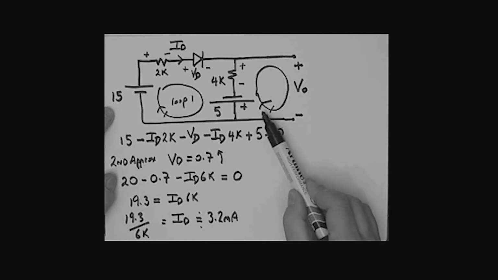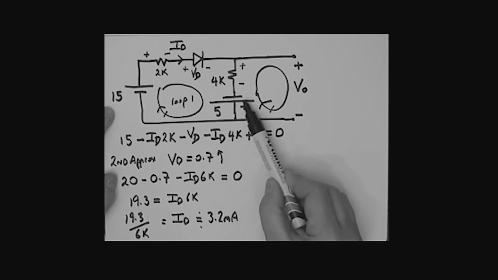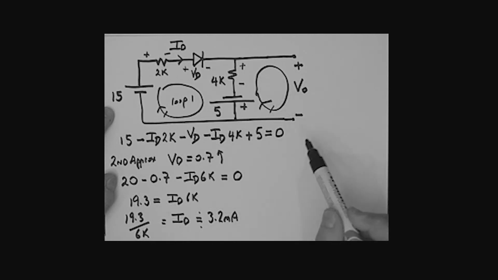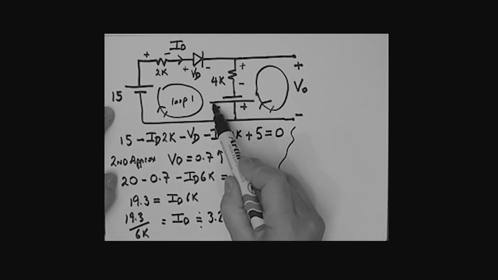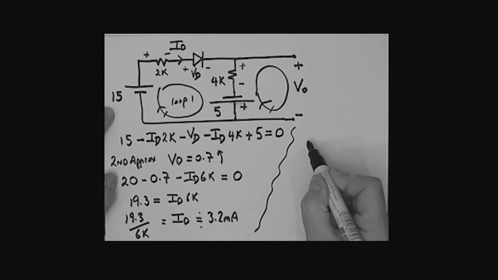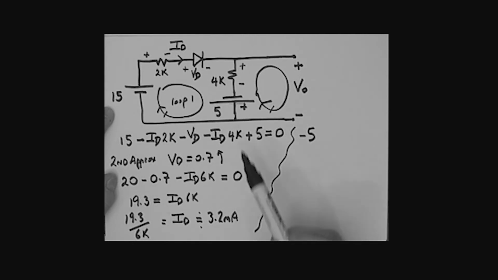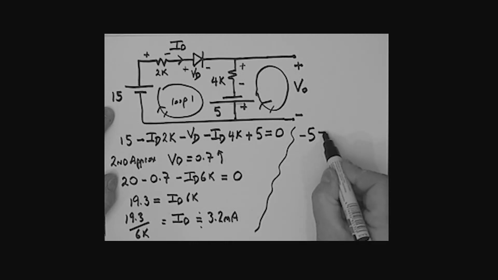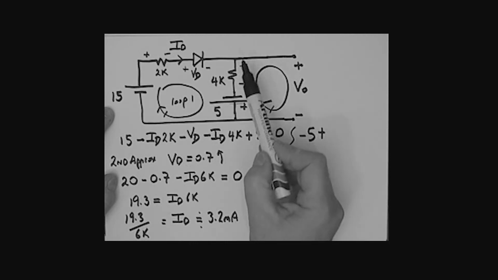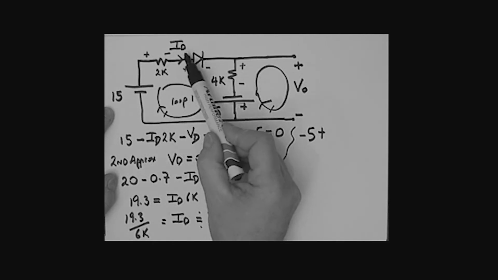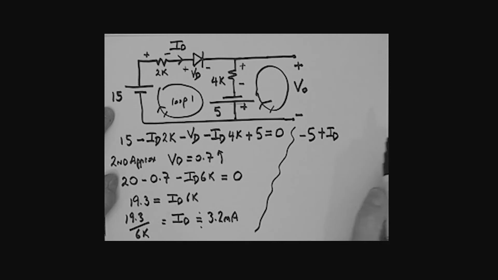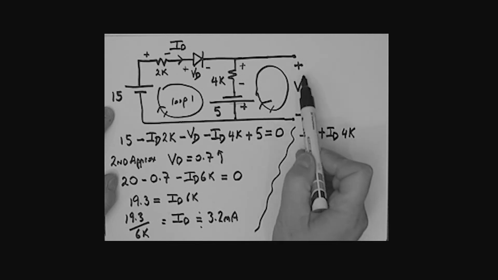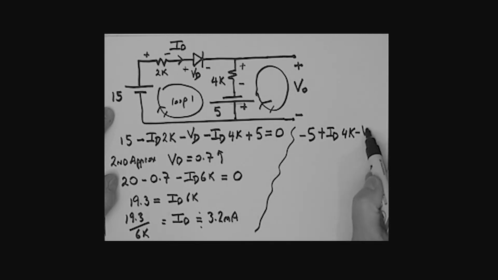I'll start here. I come to this power source, and I'm going from a plus to a minus. This is the second loop now. I'm dropping in polarity, so I call that a minus 5. Then I come to the resistor. I'm going from a minus to a plus, so I'm going up. I would call that a plus. What is this voltage here? Well, it is the current through the resistor, which is ID, times 4K. And now I'm over to here, going from a plus to a minus. I'm dropping. That's a minus VO. And all of that is equal to 0.